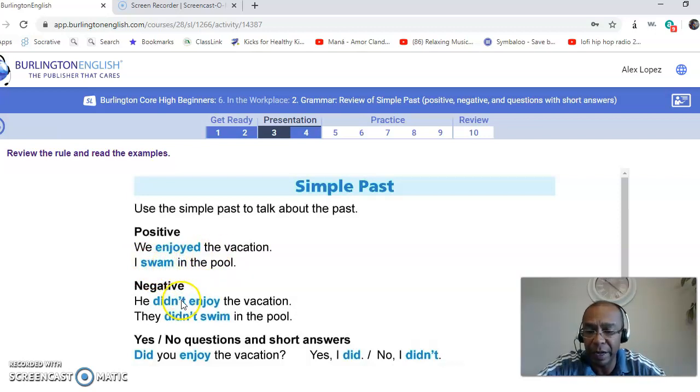Negative. When you use didn't, you don't have to conjugate the second verb. He didn't enjoy, so you don't put ed here, because it would be incorrect. They didn't swim. Notice that didn't is there, so the verb swim stays in its original form.